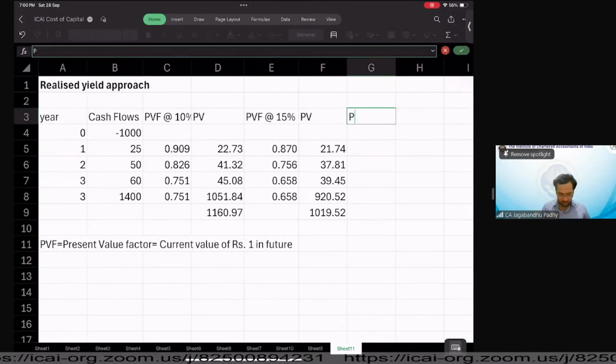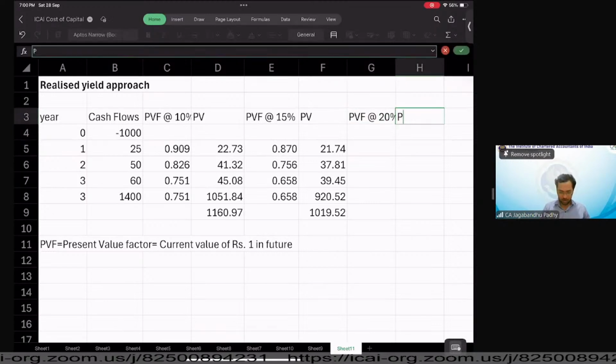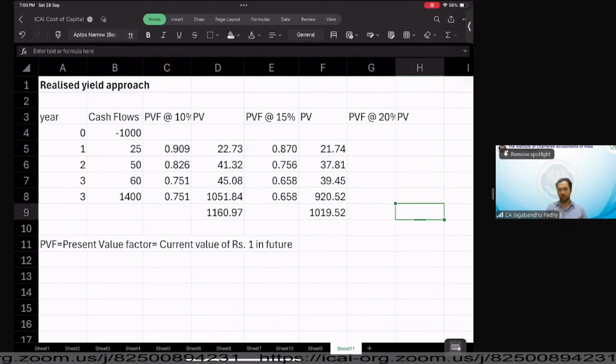Increase it slightly. So let's take the present value factor at the rate of 20% and give me the PV, guys. Give me the final PV answer after calculating the 20% present value.